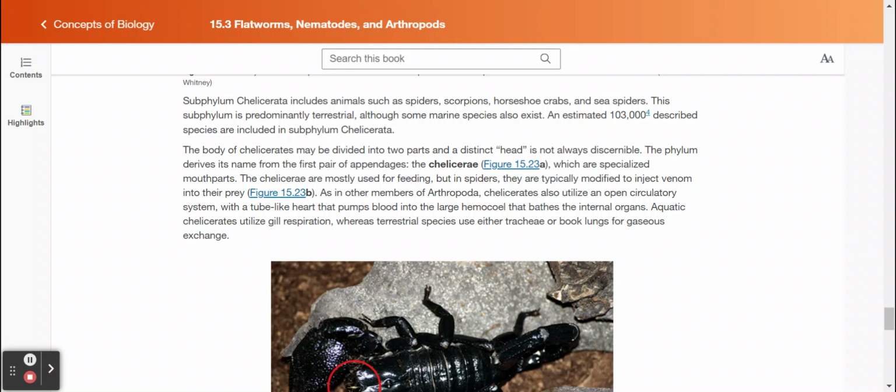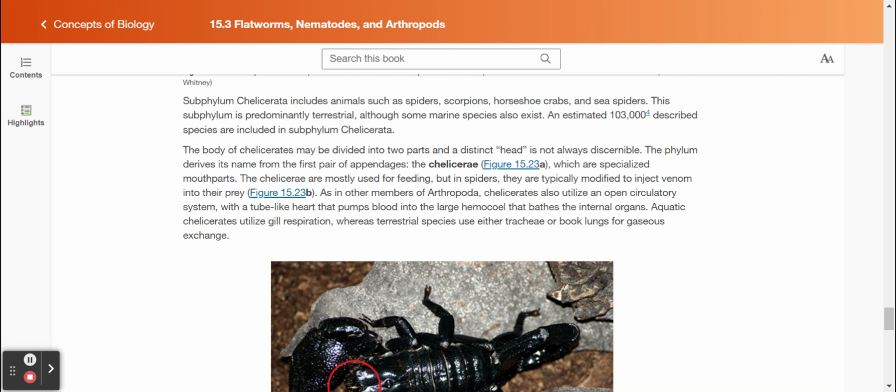Subphylum Chelicerata includes animals such as spiders, scorpions, horseshoe crabs, and sea spiders. This subphylum is predominantly terrestrial, although some marine species also exist. An estimated 103,000 described species are included in subphylum Chelicerata. The body of chelicerates may be divided into two parts, and a distinct head is not always discernible. The phylum derives its name from the first pair of appendages, the chelicerae, which are specialized mouth parts.